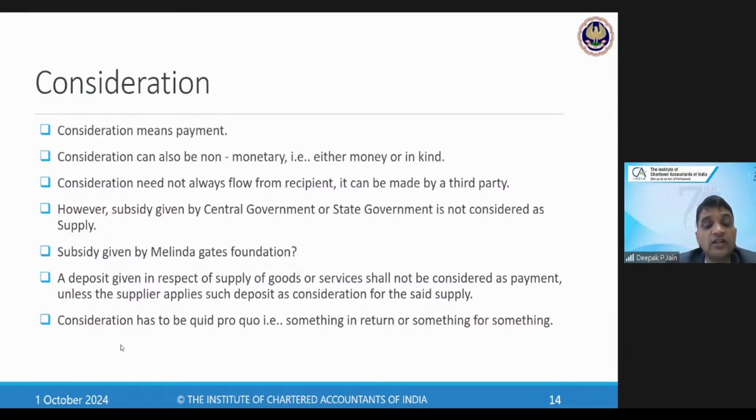Now, another very important point is that consideration has to be quid pro quo, which means you have to get something in return, only then it's a consideration. So if you make any donation, there is a transaction in money, but you're not getting anything in return. So there is no quid pro quo. That's why it's not a consideration in case of a donation. So there has to be a two-way transaction.